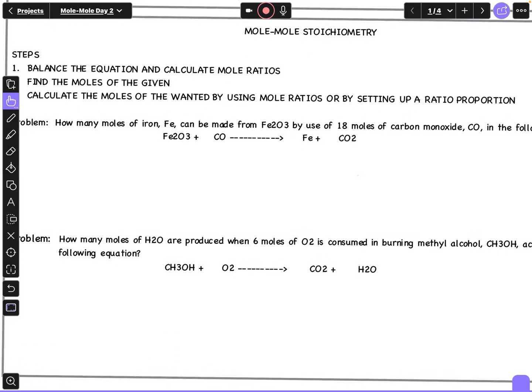Steps. First, always mole to mole stoichiometry. Balance the equation and calculate the mole ratios.